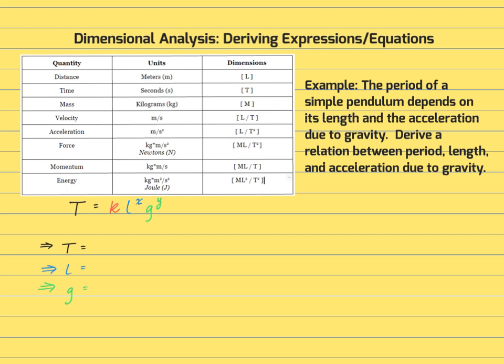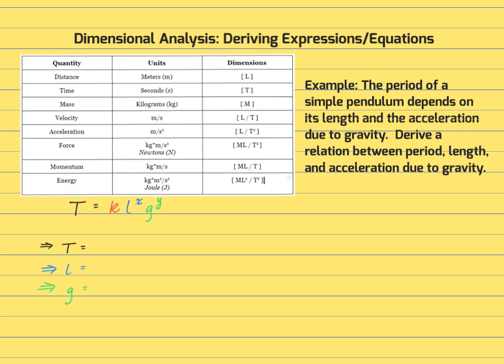So what I have here is a general expression written down. I'm saying period is equal to some constant times the length times the acceleration due to gravity. Our goal is we want to try and figure out what these exponents are, okay? Because that is the relation. So the first step to this is we want to write each of these 3 variables dimensionally, in terms of these big 3.